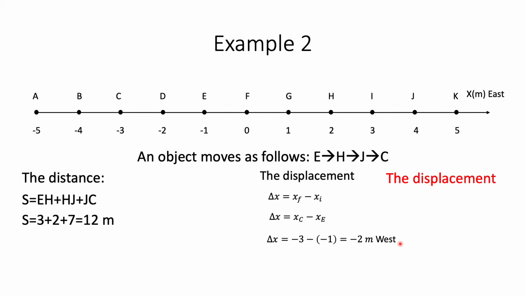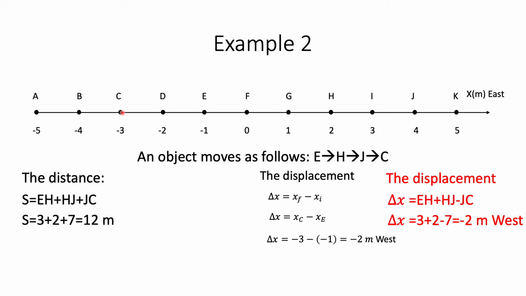Also, using the other way to find the displacement, that is similar to this. From E to H, it was moving in a positive direction. H to J was moving in a positive direction. J to C moving in a negative direction. We replace and we get the answer, -2 meters, west.